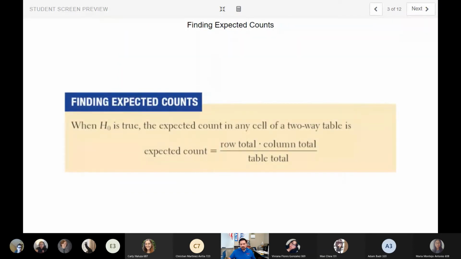The way that we find our expected counts is the same for either test. When we're doing inference on a two-way table, this is how we find the expected counts, whether it's a test of homogeneity or a test of independence. When the null hypothesis is true, the expected count in any cell of a two-way table is the row total times the column total divided by the table total. And you use that method to find each expected count for each cell in the two-way table.